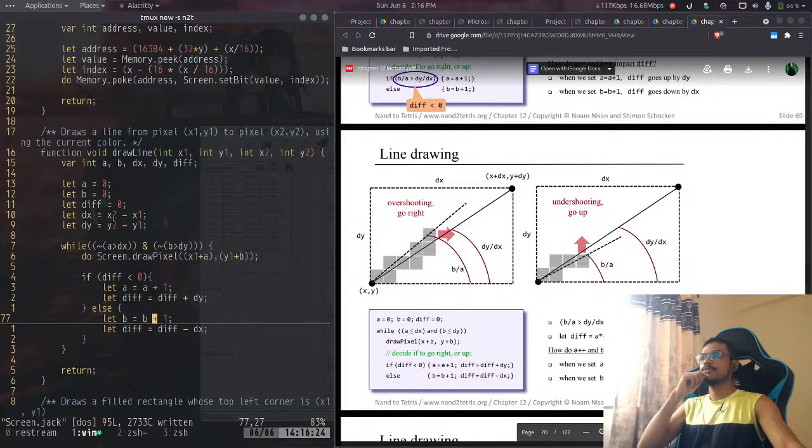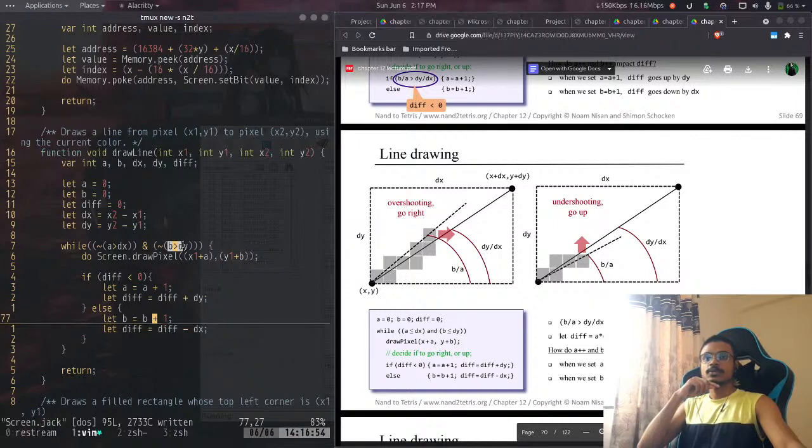Now wait, see, suppose y2 is less than y1. In that case, dy will be negative, right? Yeah. So this condition won't work in that case.